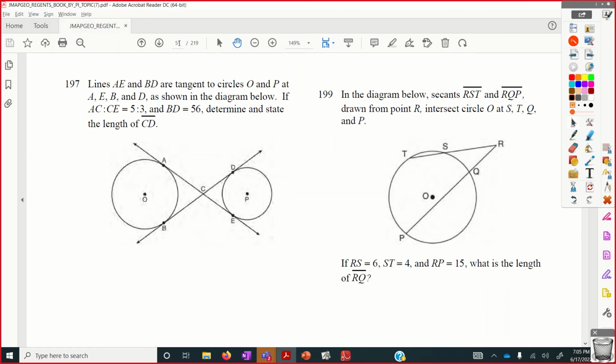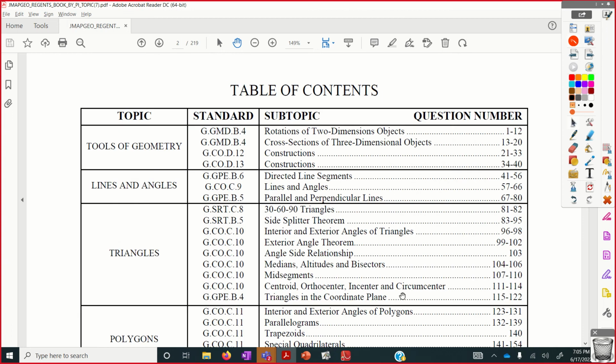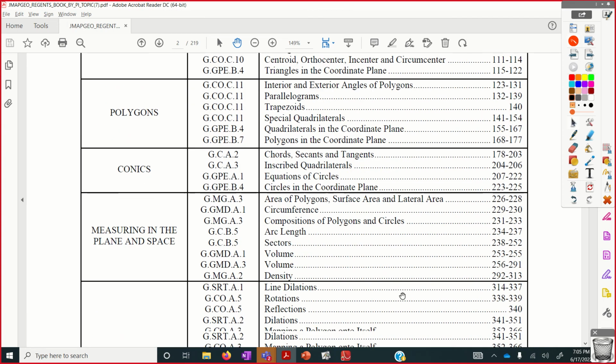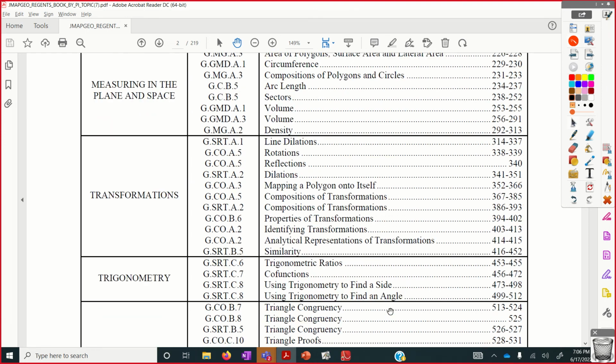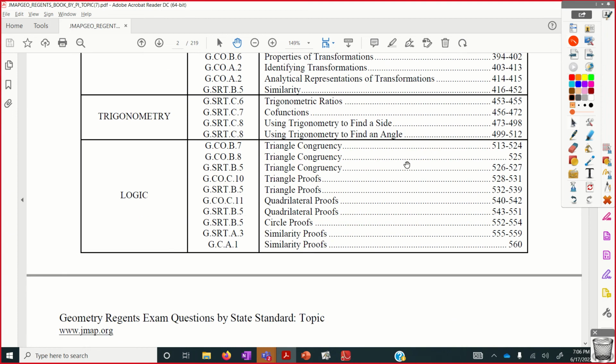Okay. Let's go over some proofs and reasoning. Volume is another one that they like to ask a lot of, too. So remember, your formulas are on the formula sheet on the back of the test, so use those to help you out. And we want 513.